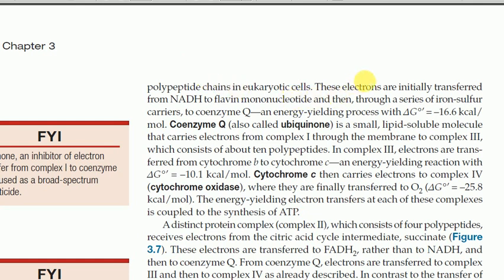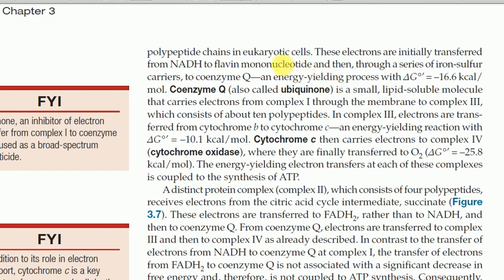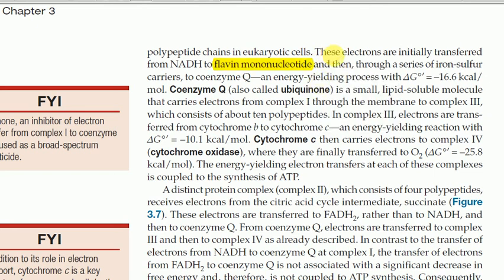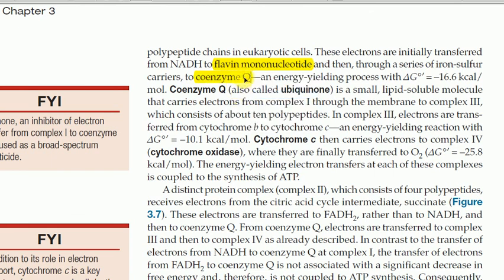These electrons are initially transferred from NAD to flavin mononucleotide, FMN, ambayo tuli-discuss kule nyuma, and then through a series of iron sulfur carriers to coenzyme Q. Unaona, tukitoka kwenye flavin mononucleotide tunafuata nani? Coenzyme Q. Kwa hapo katikati kuna vitu vingi, lakini inayofuata nani?